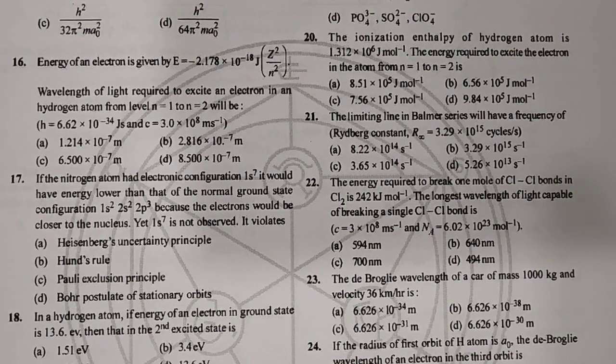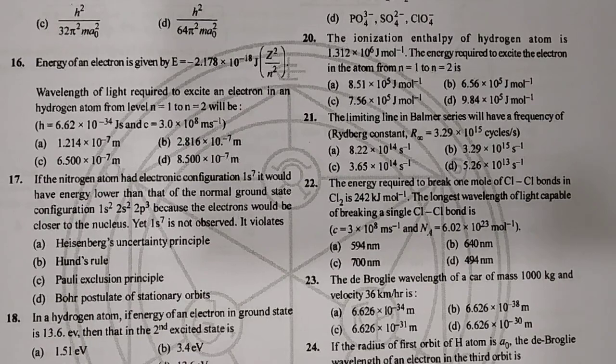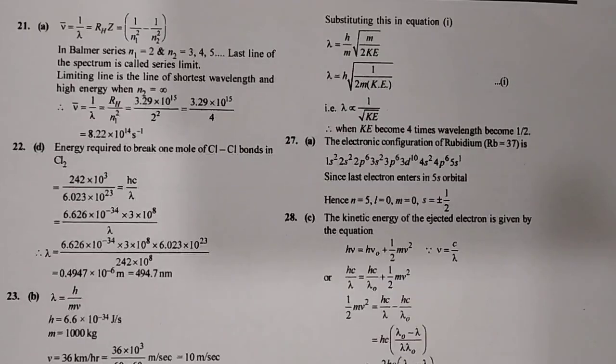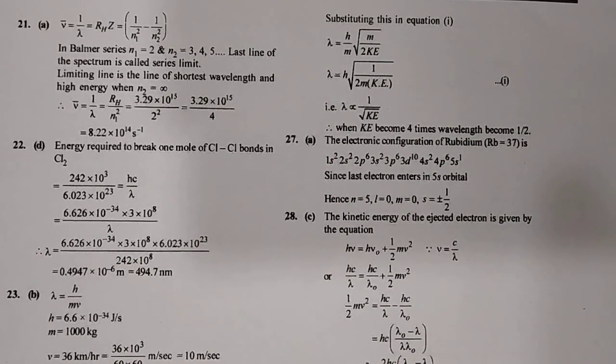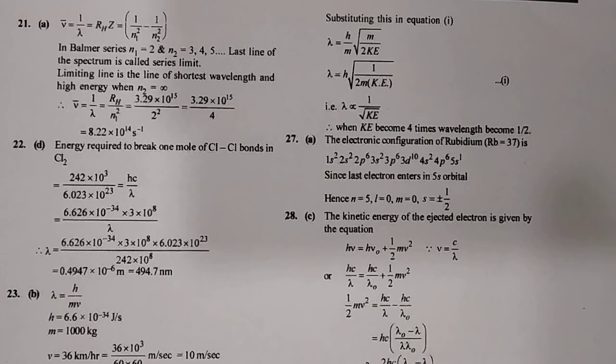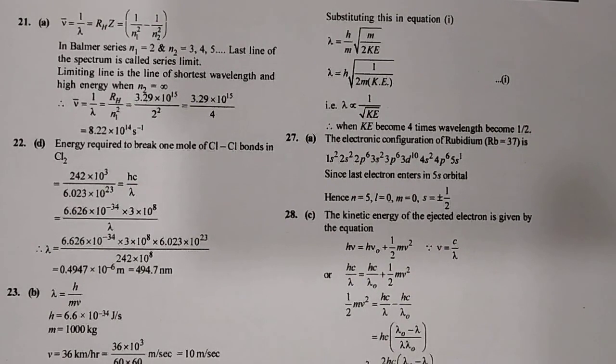21 on your screen. The limiting line in Balmer series will have a frequency of, so nu bar is equal to 1 upon lambda is nothing but Rydberg's constant into Z, 1 upon n1 square minus 1 upon n2 square. n1 is equal to 2 for Balmer series and n2 is equal to 3, 4, 5 and so on. So here in case limiting line of shortest wavelength, where n2 is equal to infinite. So nu bar is equal to 1 upon lambda, that is RH upon n1 square. n1 square means 2 square. Simplify and your answer is A, Ahmedabad.